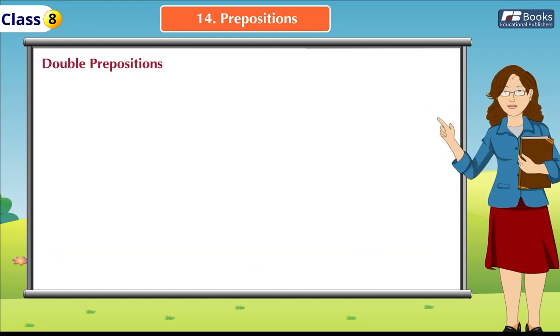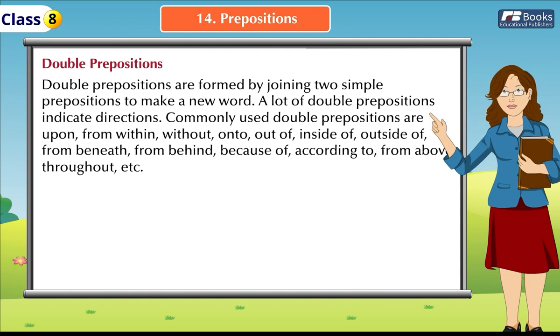Double prepositions. Double prepositions are formed by joining two simple prepositions to make a new word. A lot of double prepositions indicate directions. Commonly used double prepositions are upon, from within, without, onto, out of, inside of, outside of, from beneath, from behind, because of, according to, from above, throughout, etc.